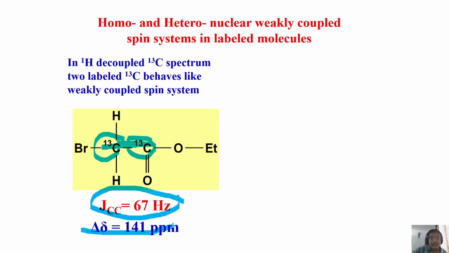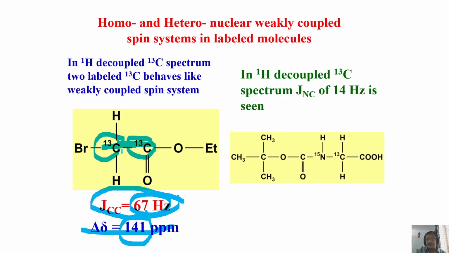So let us take 800 megahertz. What is the carbon resonating frequency? We have been discussing this so many times. 4 times less gamma. So 200 megahertz. That's why I took that example. Now what is 1 ppm of carbon at 800 megahertz? 200 hertz. 200 into 141 ppm. Very large. Whereas the coupling is 67 hertz. This is a homonuclear labeled system. They can also be weakly coupled.